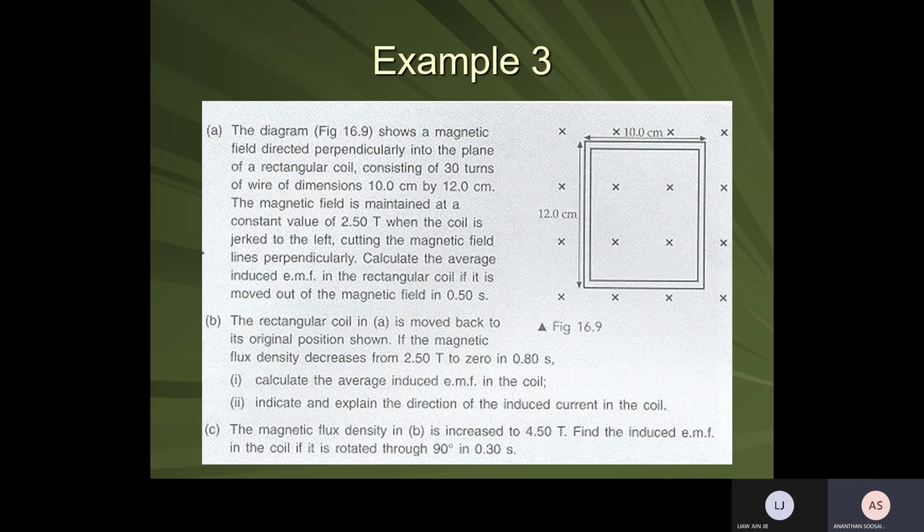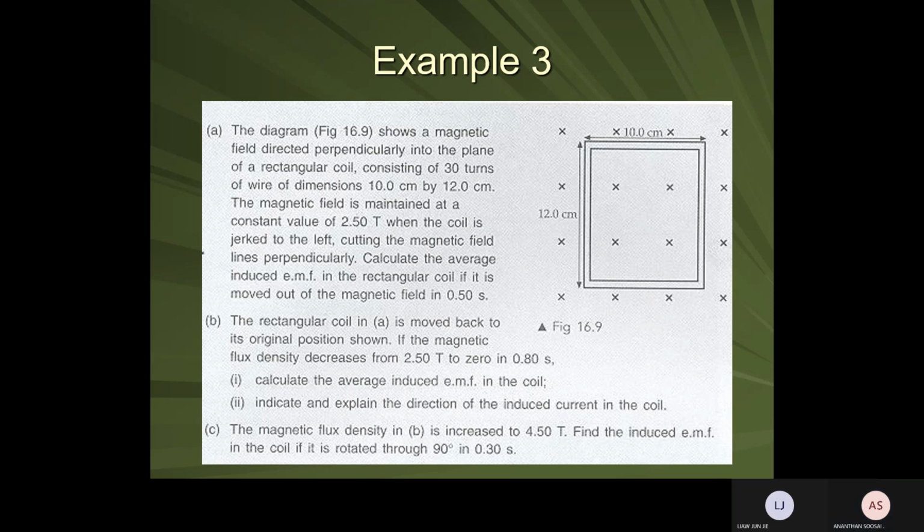So settle with A, hope you got the idea. Now look at B. B, the rectangular coil is moved back into the original position, and the field is 2.5 Tesla. What they did was decrease the magnetic field density from 2.5 to 0. The coil is now inside the magnetic field. They never moved the coil anywhere. The coil is in the magnetic field, but now the field strength is reduced, without moving the coil.